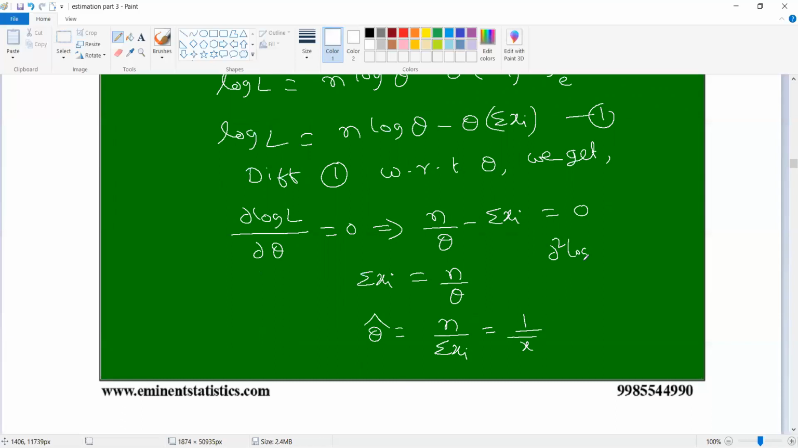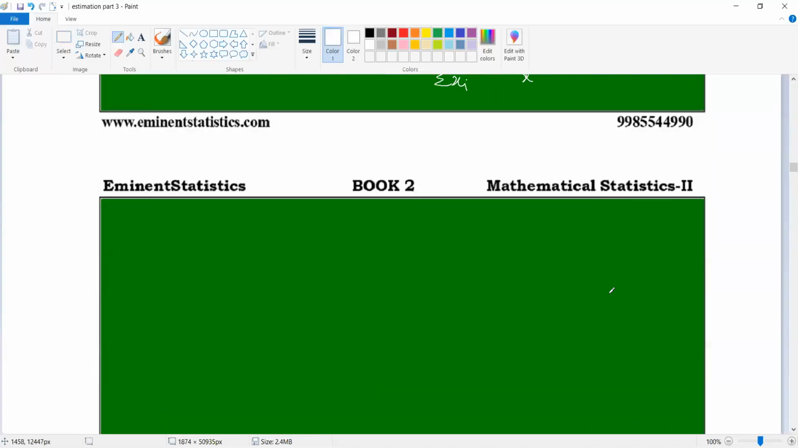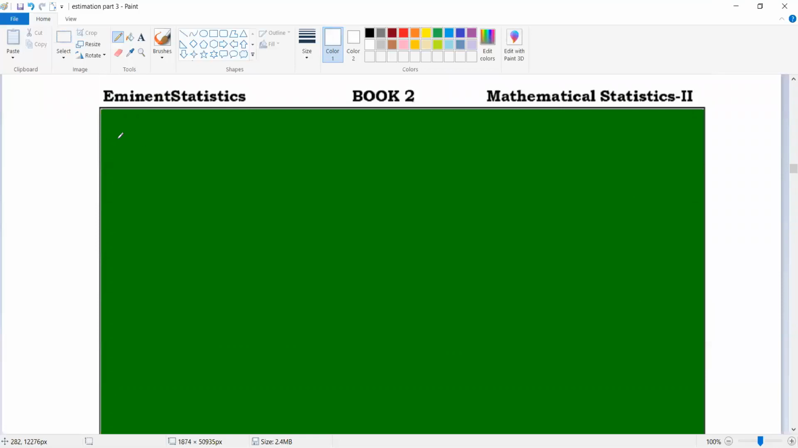So dou square log L by dou theta square is less than 0 at theta cap equal to 1 by x bar. Therefore, the MLE of theta is equal to 1 by x bar for the exponential distribution. It's very, very important from the examination point of view. One more example. X follows, xi follows normal distribution, which is very, very important.